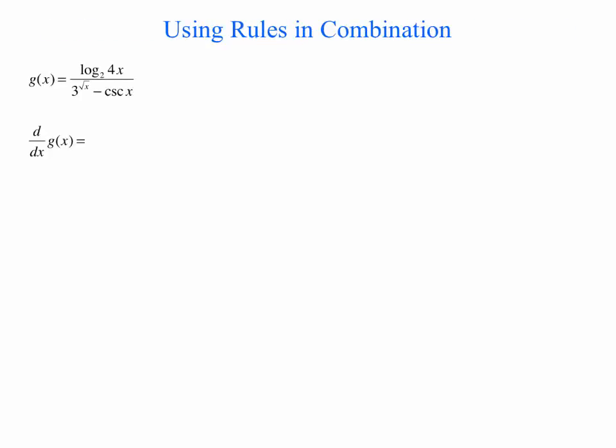All right, let's try one here. So let's try a harder one. First thing we do, identify structure. What's the overall structure of this function g? It's a quotient. Therefore, the overall structure of our rate of change function will be using the quotient rule. If the overall structure is a quotient, your overall approach to the whole rate of change function will be quotient rule.